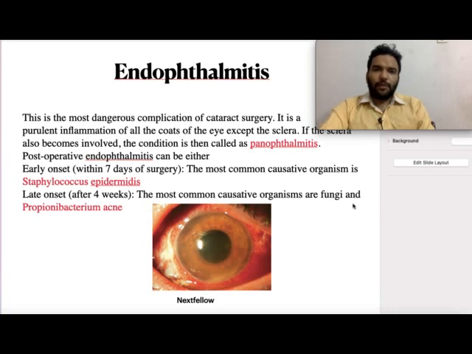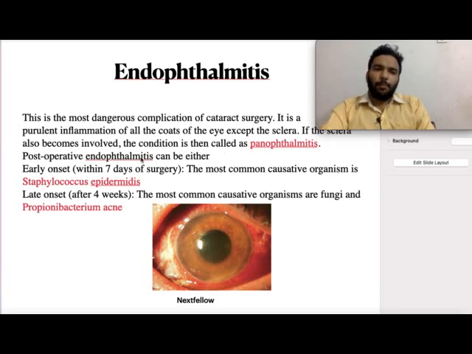So coming to endophthalmitis, this is the most dangerous complication, because with the other complications, we can bring the patient's vision to 6/9 if not 6/6, but endophthalmitis is one condition where, whatever we do, even if we treat properly, the patient might have 2/60, 3/60 or even PL PR vision, which is very bad. So it's very important for an ophthalmologist to be very careful with the infection part. This is the most dangerous complication. It's basically purulent inflammation, an infection of all the coats of the eye except sclera. If sclera is involved, then it's called panophthalmitis. We'll talk about it later.